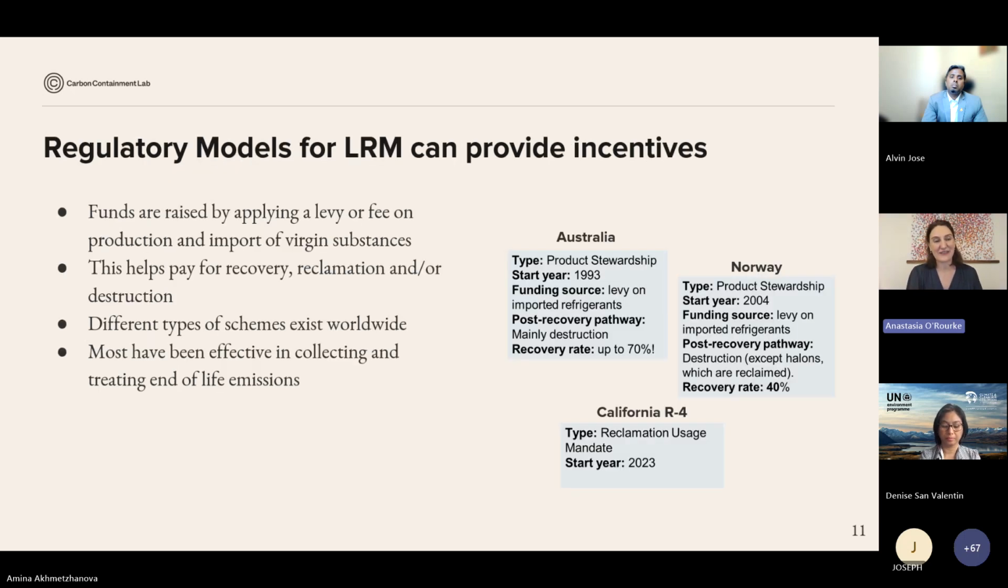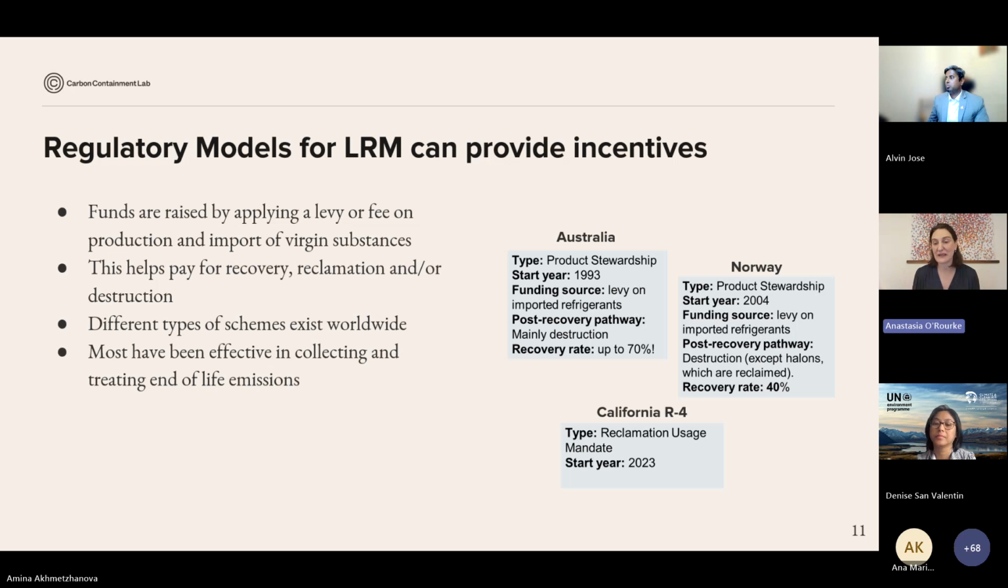On the regulatory front, there are some really interesting models out there for extended producer responsibility. I've highlighted just a few on the screen from Australia and Norway and California, but there are others out there. But essentially, fees are applied or a levy on the production or the importation of these HFC gases. And then that money then helps pay for recovery and reclamation or destruction. So for example, the technicians get paid to bring the gases back. And that then encourages them to bring them back and helps to pay for their time to do so and to treat that responsibility.